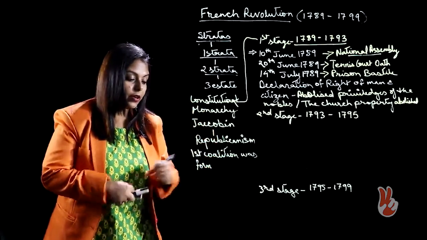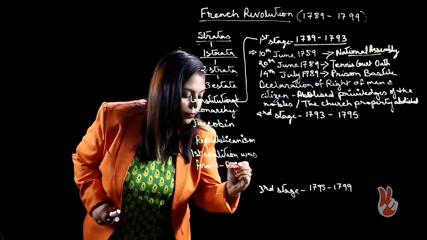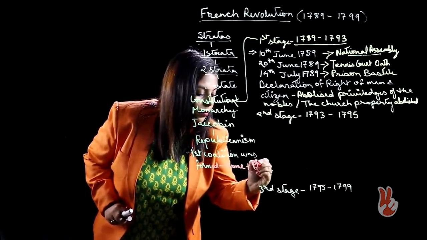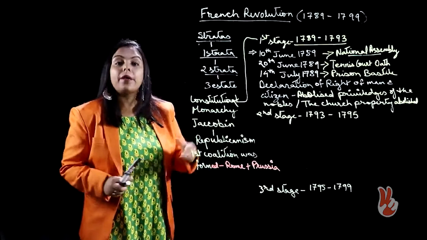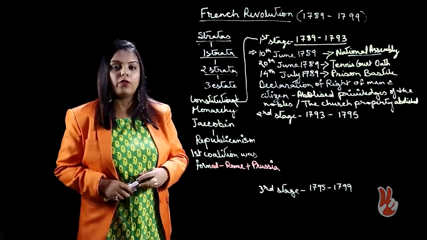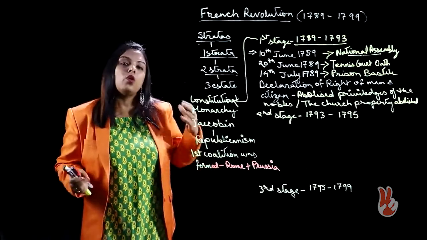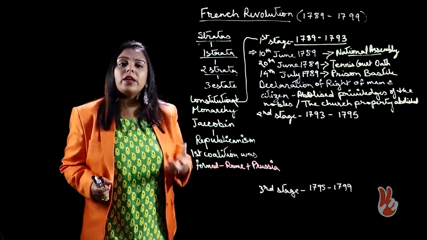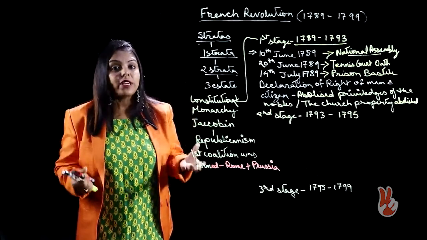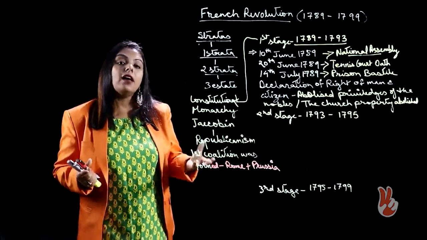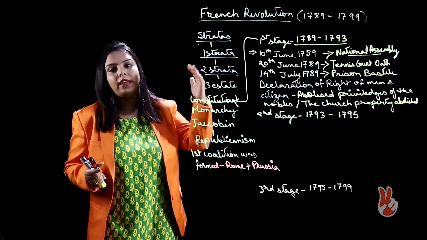So, let me write it down. Which were the countries? Rome plus Prussia. Now, people in France mostly blamed the monarch for this coalition because they thought it was Louis XVI who was continuously communicating with these countries, and because the monarch was alive, countries like Rome and Prussia formed a coalition to attack France and reinstate the monarch on the throne.